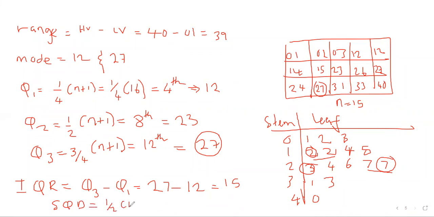It's half of the interquartile range. So half of the 15, which is what? 7.5. And the correction term is 1.5 times the interquartile range, 1.5 times 15. What do we get? What are you getting? It's 22.5.